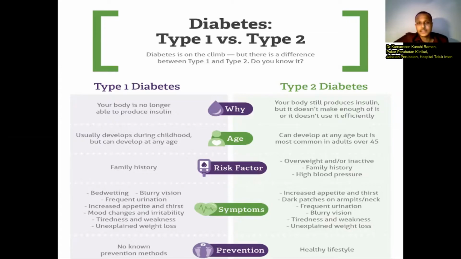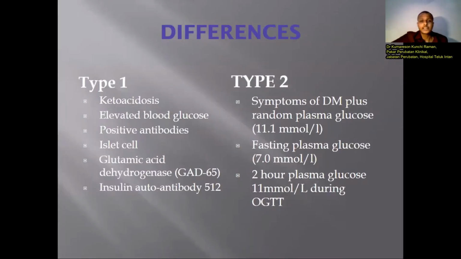The symptoms are fairly the same in both type 1 and type 2. And how do we prevent type 1 and type 2? For type 1, there were no prevention methods that we could actually denote, but for type 2, it is basically a healthy lifestyle. Now, looking at the type 1 and type 2 differences. Type 1 generally presents to us with ketoacidosis, that is basically very high sugars in their body with acid accumulation in their blood. So they have elevated blood glucose levels, and upon examination or further investigations, they have positive antibodies.